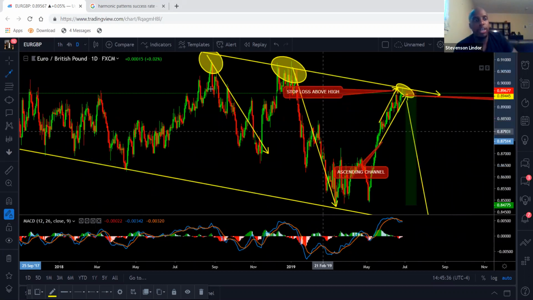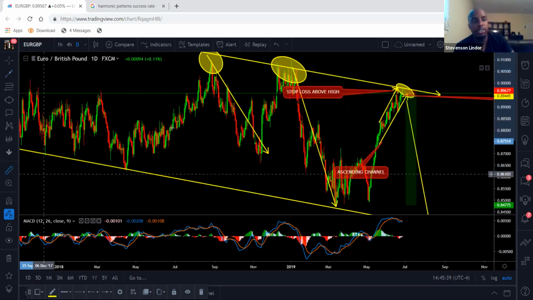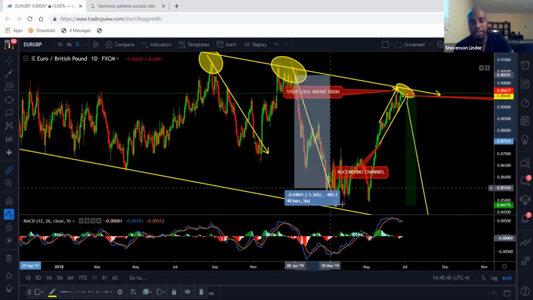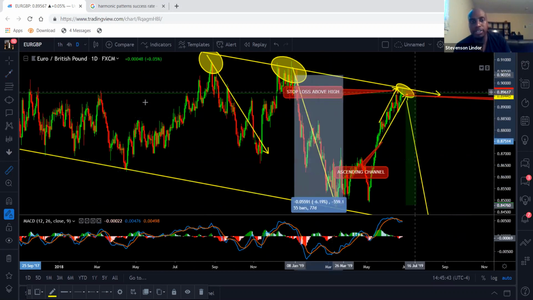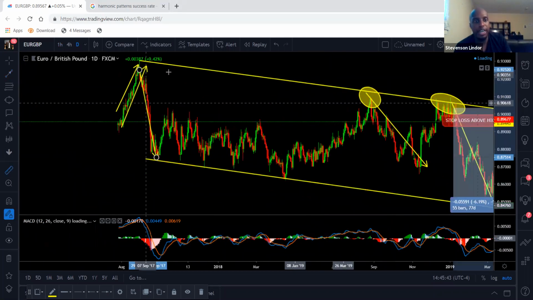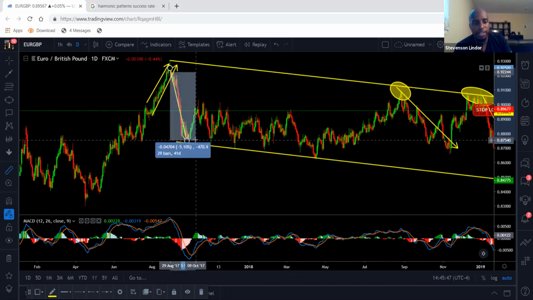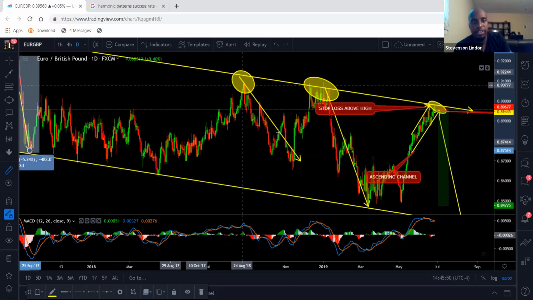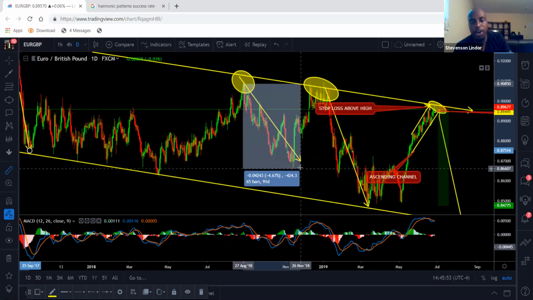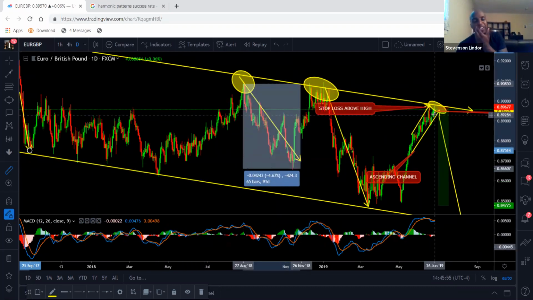So if last time price was there the move was 500 pips, the first time it was there was about the same thing, 400 and something. This one was about 400, right? So I can expect anywhere between 400, 500 pips. Just look left. Always look left to see the size of the move.